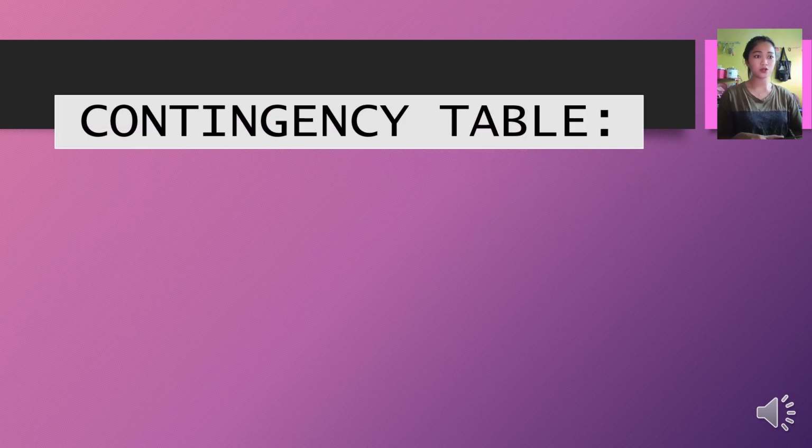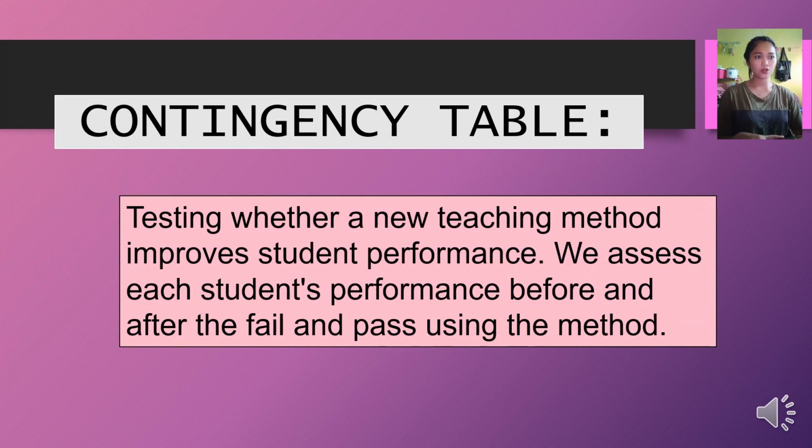So let's proceed to the contingency table. This contingency table is what we will use as we gather our data. For example, testing whether a new teaching method improves students' performance. We assess each student's performance before and after, fail and pass, using the old or new method. So here we use the contingency table as we test the students' performance.